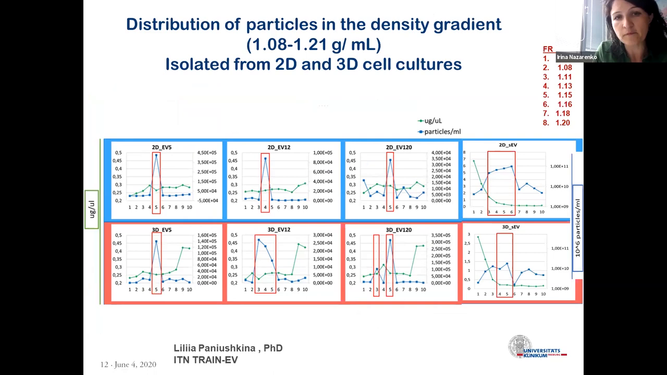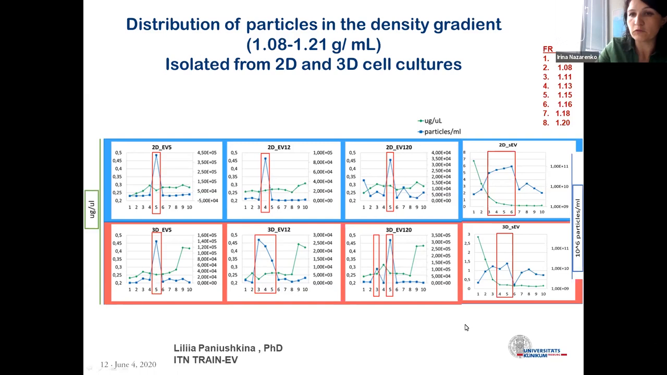you see here that even a simple evaluation of protein amount and particle amount shows us differences in the vesicle distribution between the fractions from 2D and 3D cultures. For instance, the smaller EVs pelleted at 120,000 g have two peaks from 3D cultures, and the 2D cultures do not. And the same also holds for these very small vesicles.